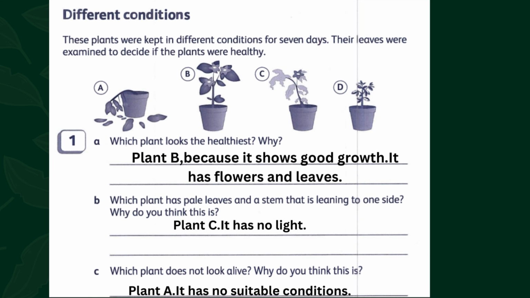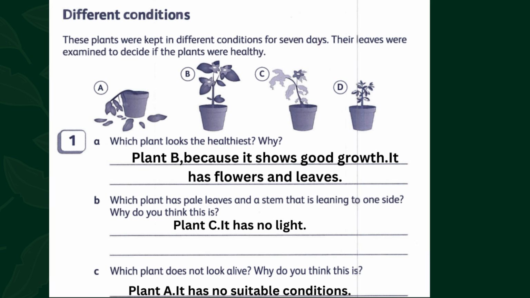Now different conditions. These plants were kept in different conditions for several days. Their leaves were examined to decide if the plants were healthy. You can see there are four plants: A, B, C, D. 1. A. Which plant looks the healthiest? Why? Just check. Plant B, because it shows good growth and it has flowers and leaves. More flowers and leaves.